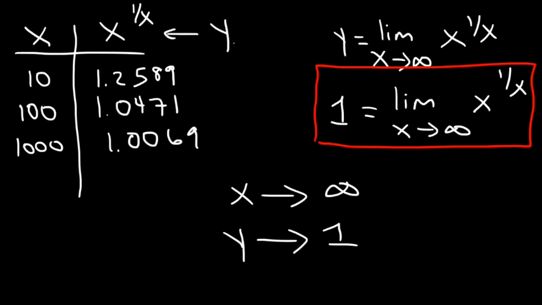So that is the popular proof that this form, which is infinity to the power 0, is nearly 1 when x approaches infinity. Now let me proceed to the next question.